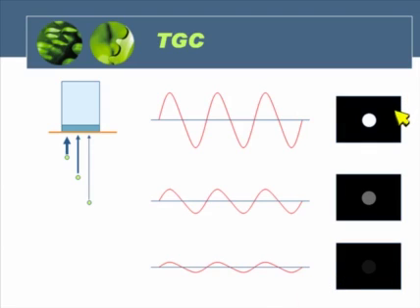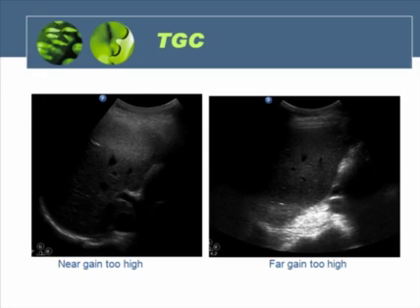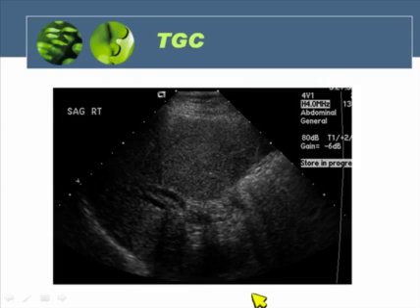So notice what happens as the beam travels deeper. We go from brighter dots to darker dots. This is where TGC adjustment is needed. Be sure that your TGC does not give you an image where you have an area that is too bright, either in the near field, the midfield, or the far field. Be sure to adjust the TGC so that you have uniformity of the echoes.